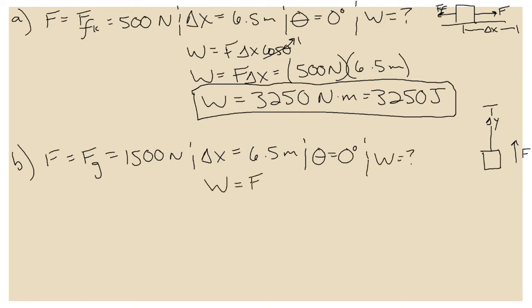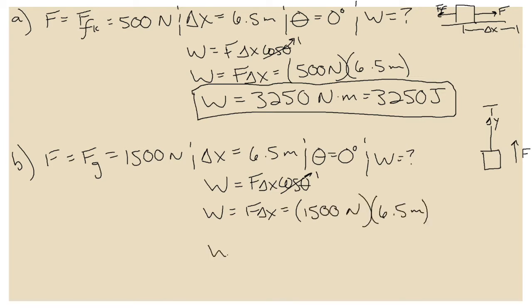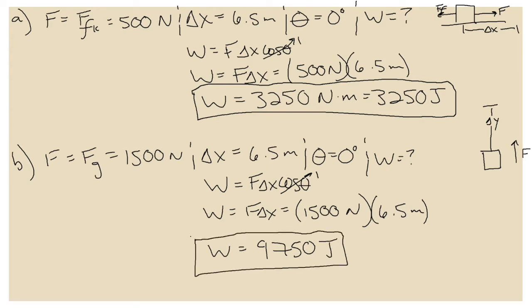So work is equal to F delta X cosine theta, according to your AP Physics reference table. The cosine of 0 degrees is 1, so we just get rid of that. And once again, we're multiplying the force and the displacement. So we have 1,500 newtons multiplied by our displacement of 6.5 meters. And the work done in this instance is 9750 joules.